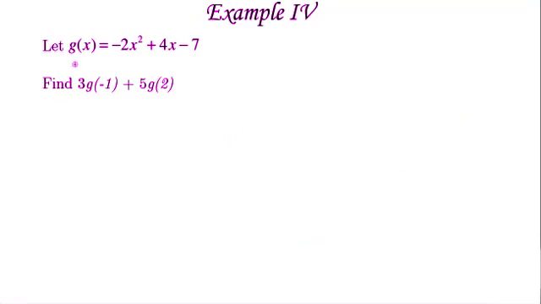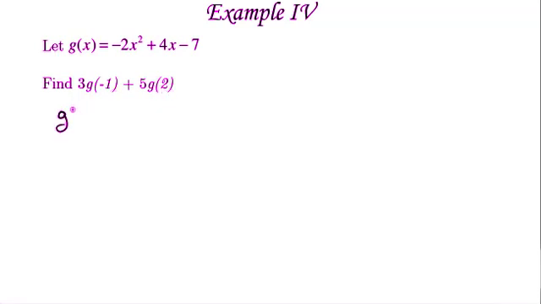In this example, you see that they say g of x instead of f of x. It's a different letter, but you just handle it the same way. So let g of x equal -2x squared plus 4x minus 7. And we're being asked to find this whole thing: 3g of -1 plus 5 times g of 2. So 3g of -1 plus 5g of 2. The first thing I need to do is figure out what g of negative 1 is and what g of 2 is.